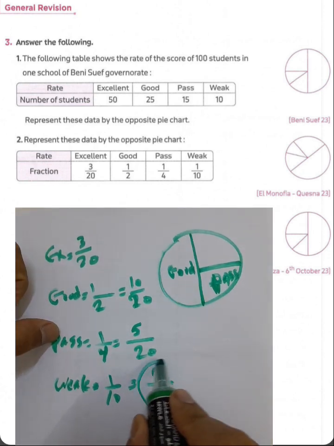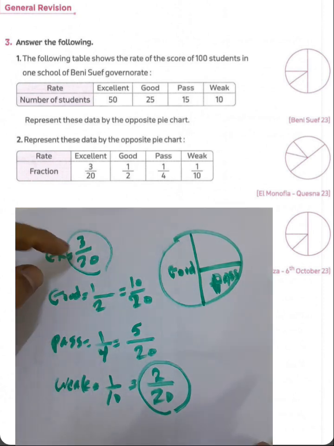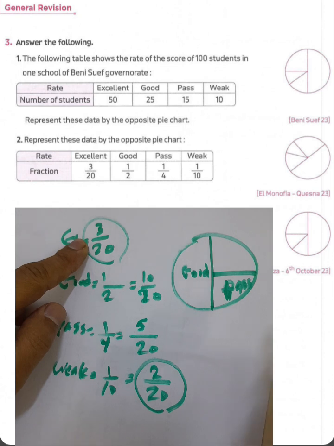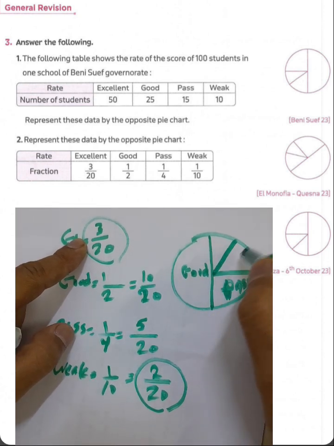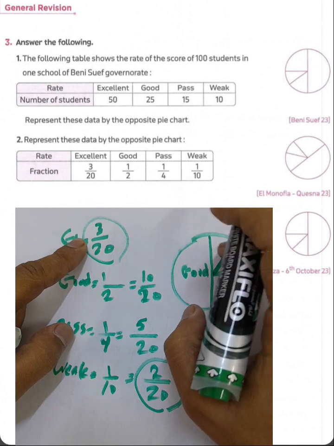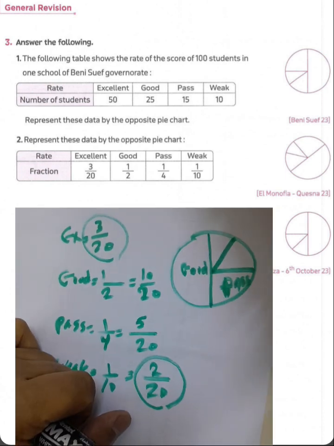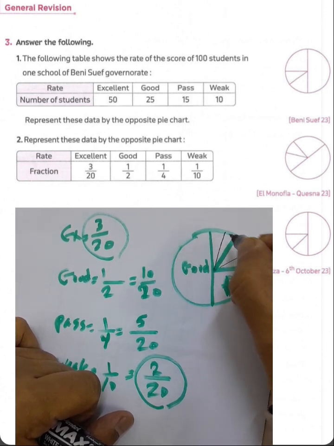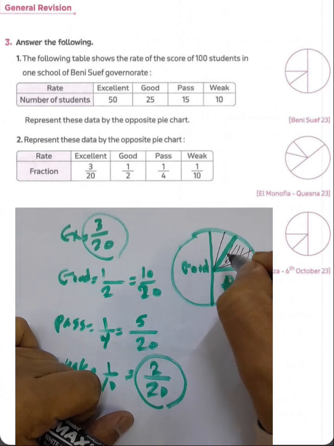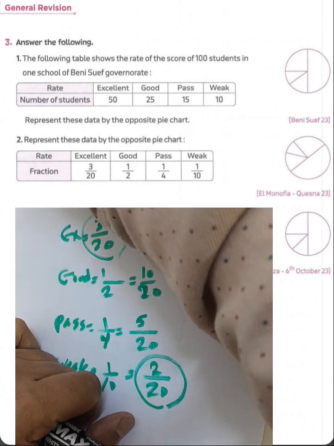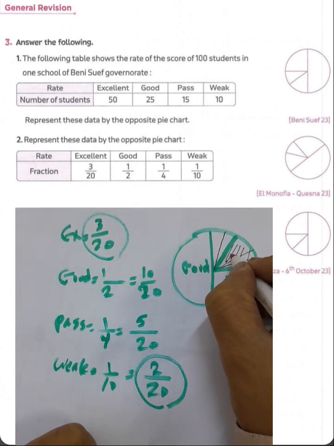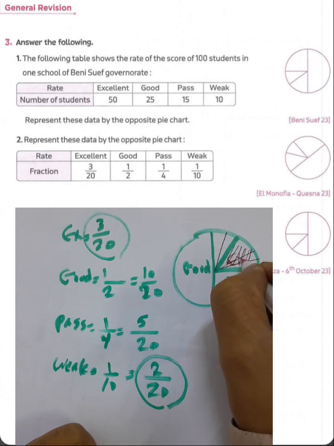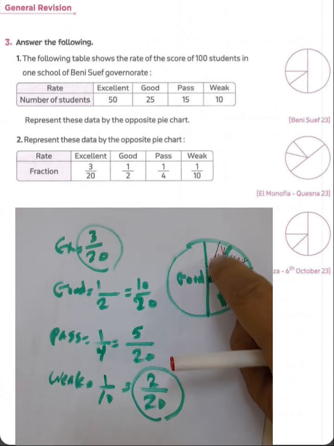And we will have 2 over 20 and 3 over 20, 3 is greater than 2. Then for excellent, you must choose here 3 parts, and we have here 2 parts. Okay, this part is greater than this part. You can divide it here 1, 2, 1, 2, 3, 4, 1, 2, 3, 4, 5. And we have here 3 parts and here 2 parts. Okay, this part represents excellent, 3 over 10. This part will be excellent, and this part weak.